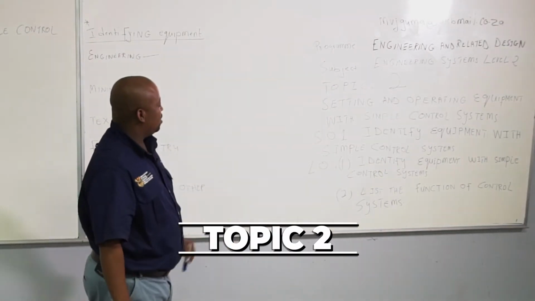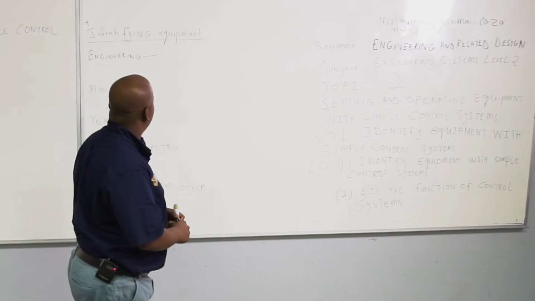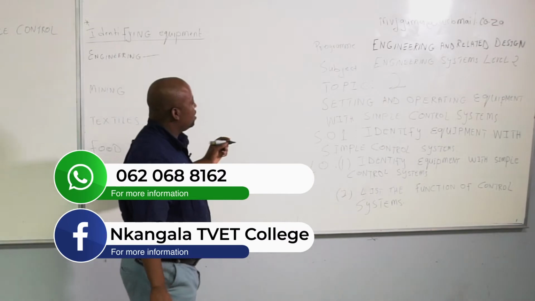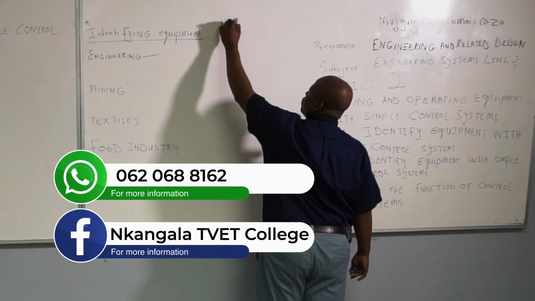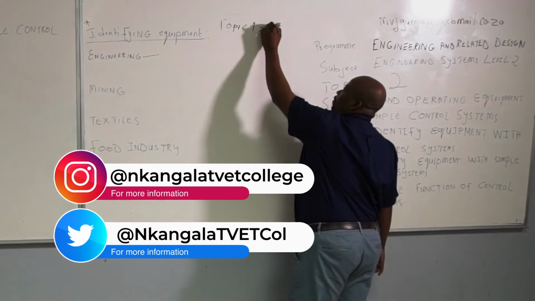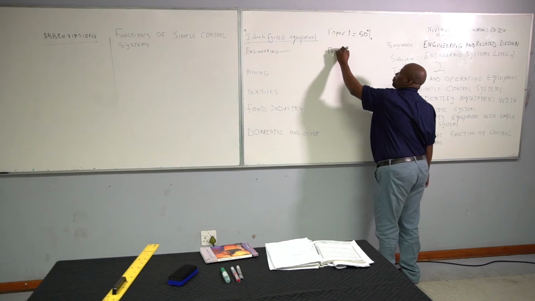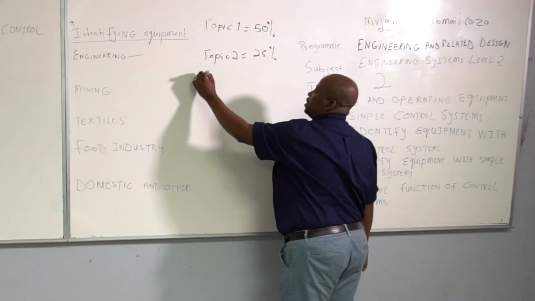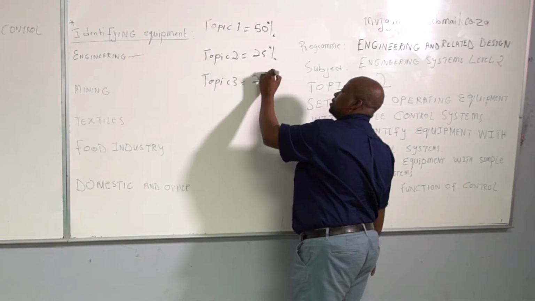Before I start with the subject outcomes and the learning outcome, I just want us to check the marks allocation for this subject. Engineering Systems Level 2 has 3 topics. Topic 1 has 50%, topic 2, that we are going to do right now, has 25%, and lastly, topic 3 also has 25%.